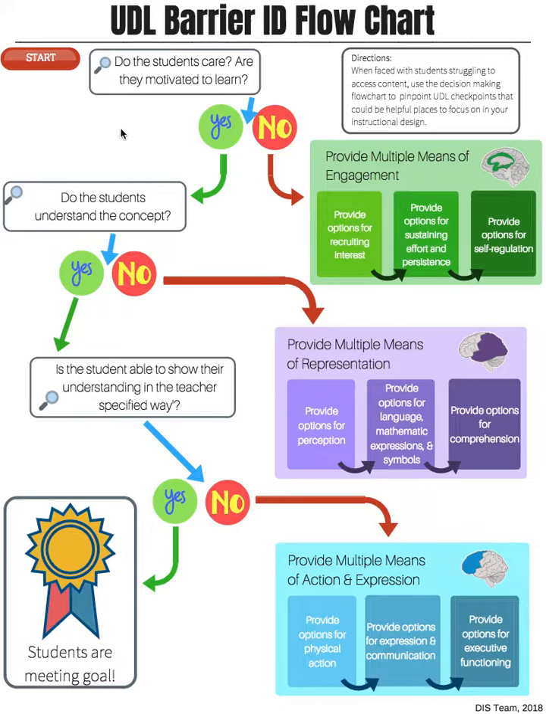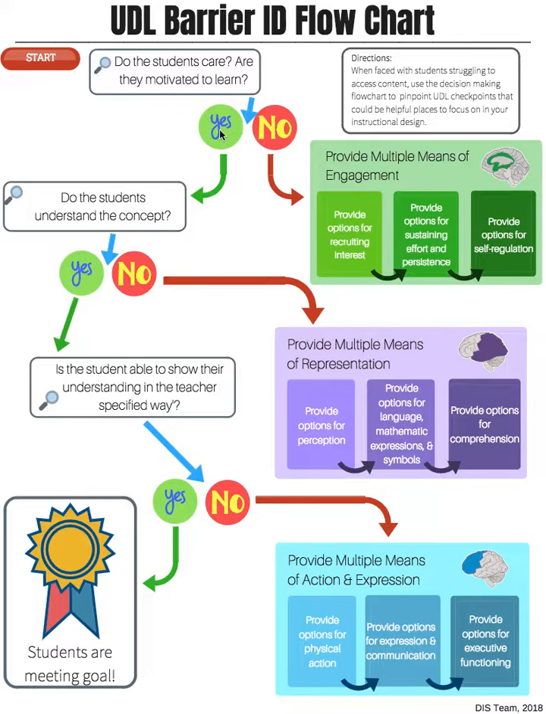So the process for this is, first you want to ask yourself, do these kids care, or does this student care? Are they motivated to learn? If the answer is no, they're not interested in the concept you're trying to teach them, then providing multiple means of engagement will support them and help them engage back in with the learning. This form is to help direct you in where to go. There are other forms that we'll provide that show you how to drill deeper into providing multiple means of engagement.